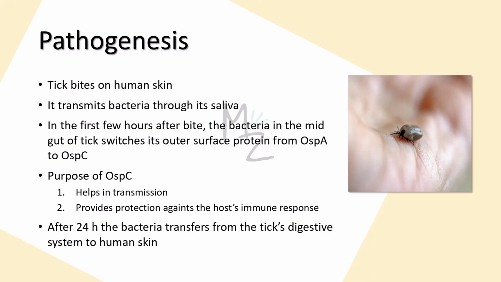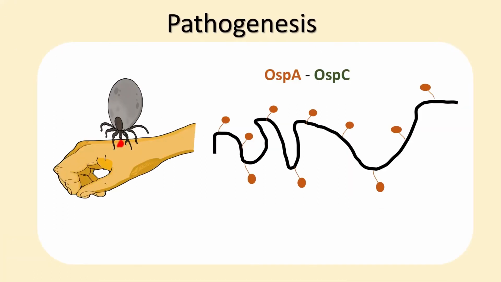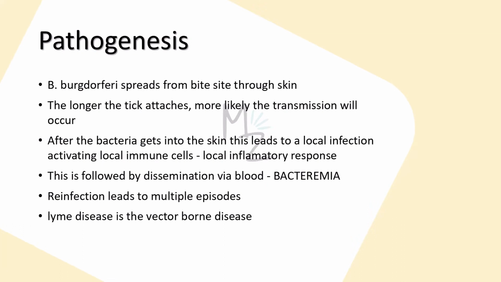It transmits bacteria through its saliva. In the first few hours after the bite, the bacterium in the midgut of the tick switches its outer surface protein from OspA to OspC. The purpose of OspC is to help in transmission and provide protection against the host's immune response. After 24 hours, the bacteria transfer from the tick's digestive system to human skin. Borrelia burgdorferi spreads from the bite site through the skin. The longer the tick attaches, the more likely the transmission will occur.